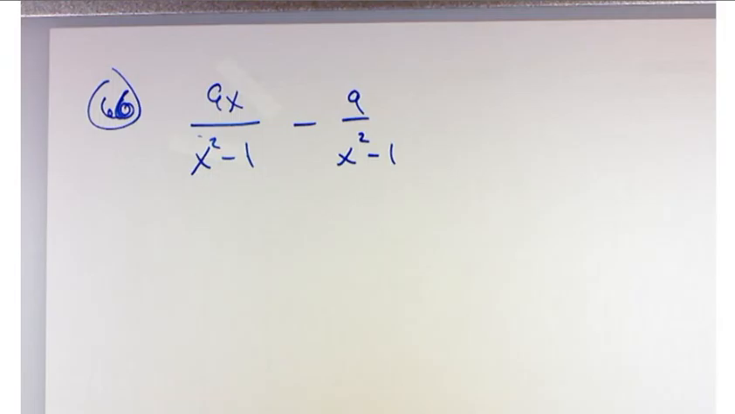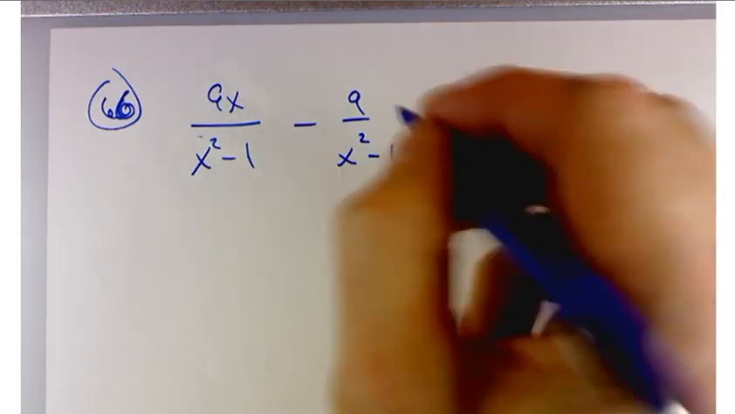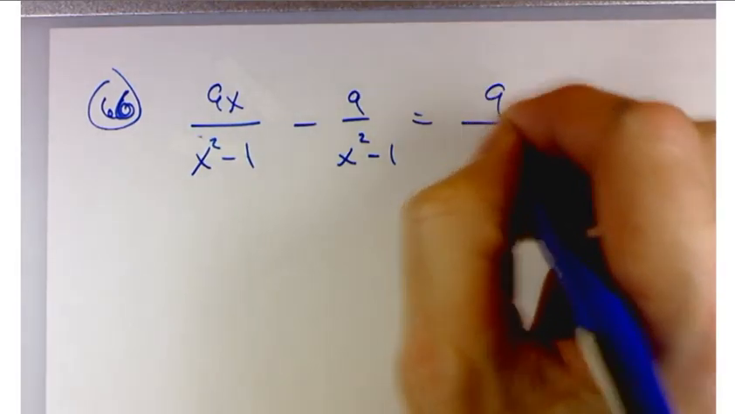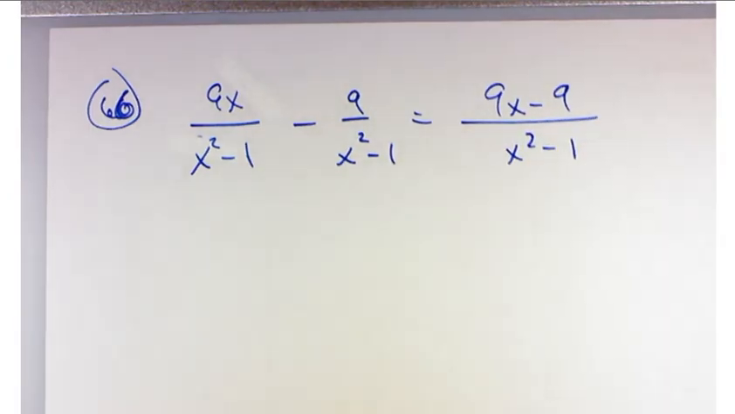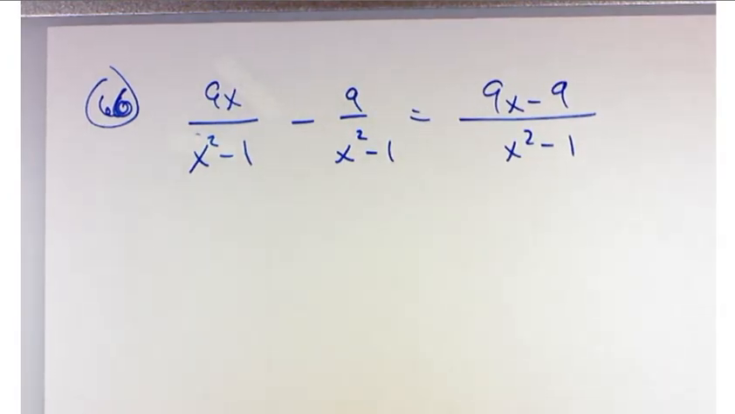Now that's nice because it has common denominators, right? And you can very quickly write this as 9x minus 9 over x squared minus 1. But hopefully you wouldn't leave it here, because you'd probably get about 1 point out of 4. Why not? What else should I do?